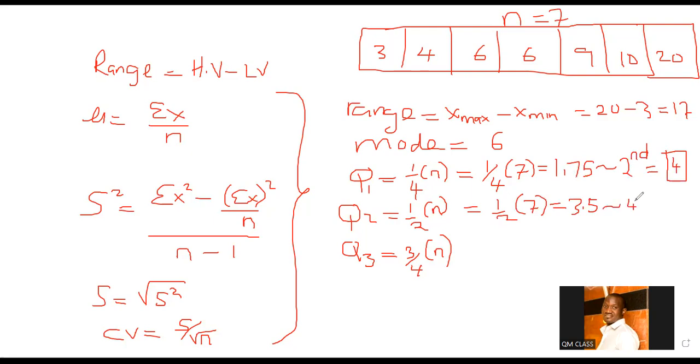So the fourth number here is what? 1, 2. You can number them if you want. So we have position 1, position 2, 3, 4, 5, 6, and 7. So the fourth position here is what? 6.